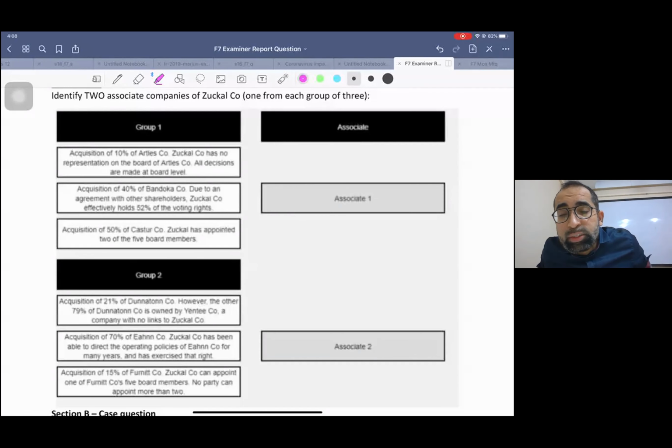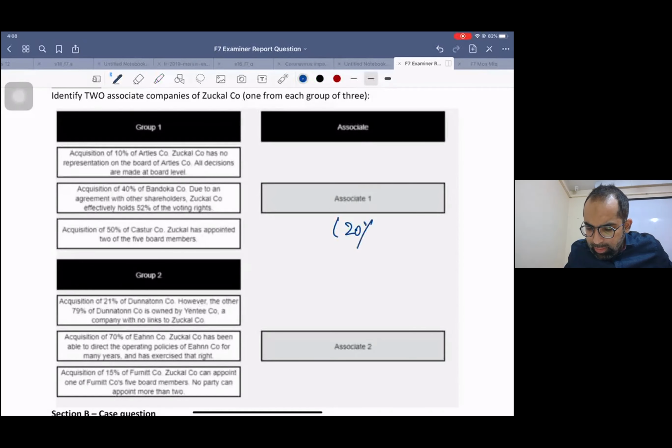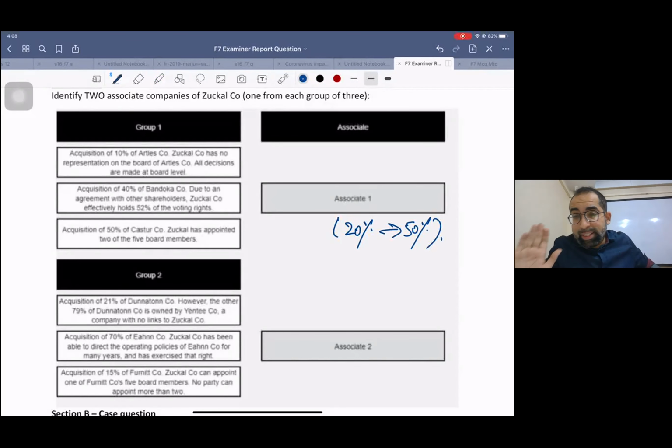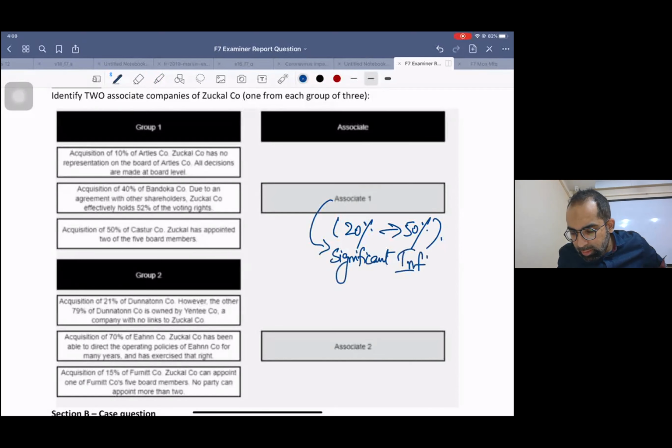Now, the second thing is associate. For associate accounting, normally we say 20 to 50. We write this in class, 20 to 50. But yes, we do teach these things as well, that this 20 to 50% is okay. But the real thing for an associate, open your eyes, is significant influence. Okay. And what is the definition of significant influence?